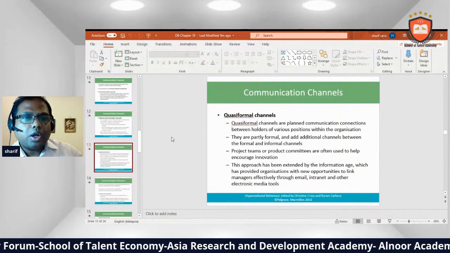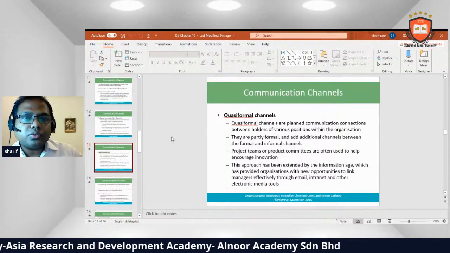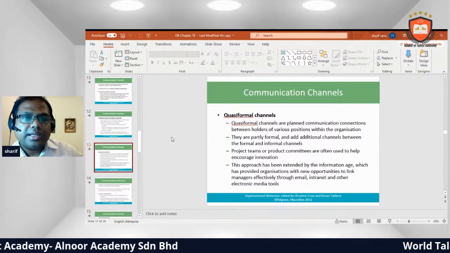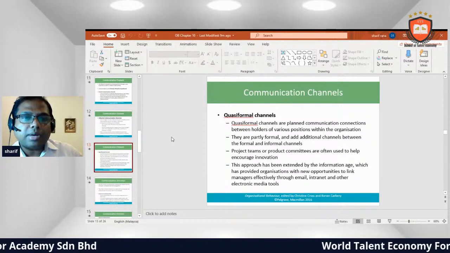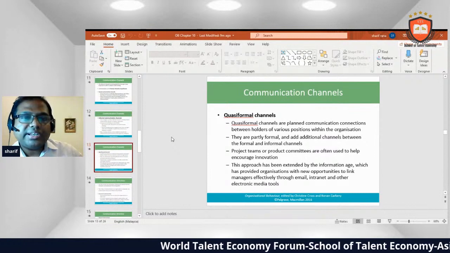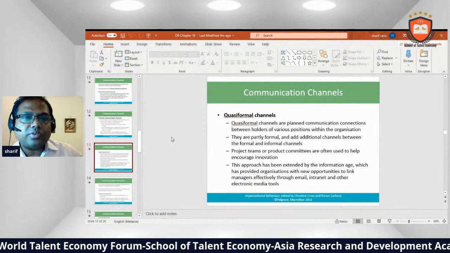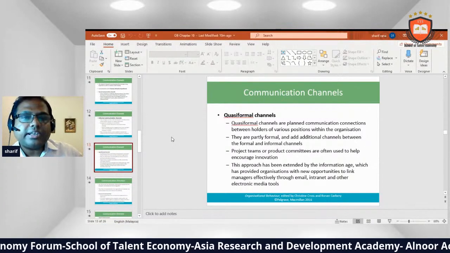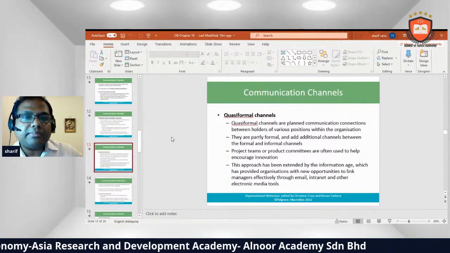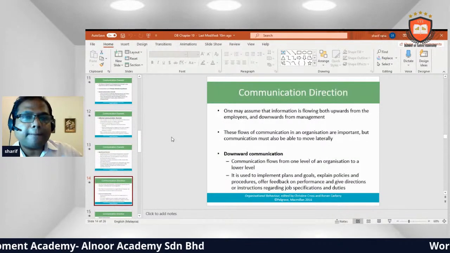Communication channels. Quasi-formal channels are planned communication connections between holders of various positions within the organization. They are partly formal and add additional channels between the formal and informal channels. Project teams or product committees are often used to help encourage innovation. This approach has been extended by the information age, which has provided organizations with new opportunities to link managers effectively through email, internet, and other electronic media tools.